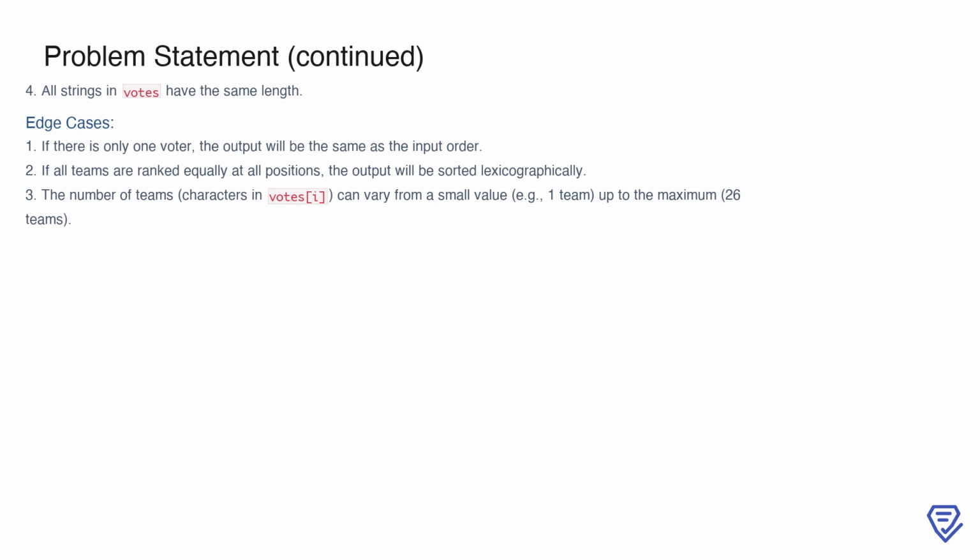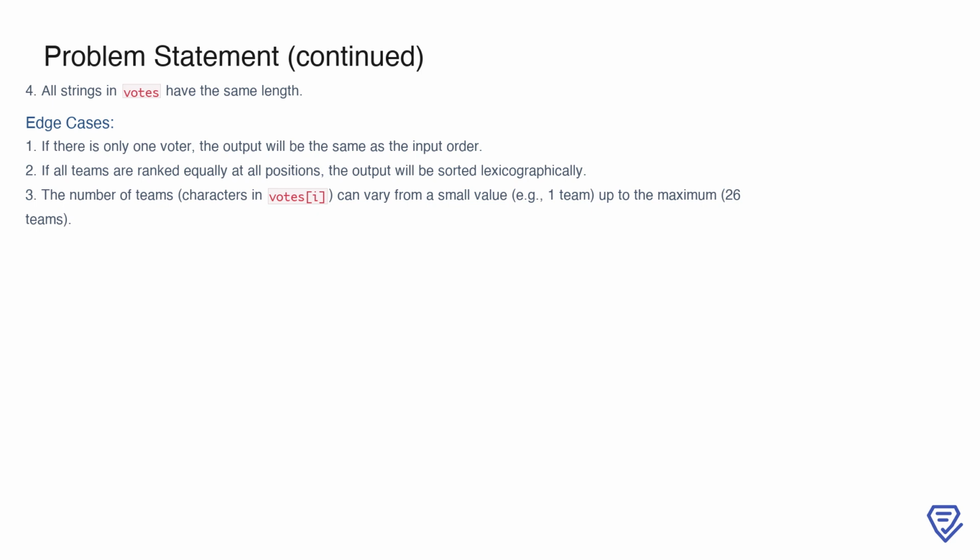Finally, let's review some constraints and edge cases for this problem. The number of voters, or the length of the votes array, ranges from 1 to 1000. Each string in the array, representing a voter's ranking, has a length of up to 26 characters, corresponding to the maximum number of teams. Importantly, each string contains all unique uppercase English letters, and all strings are of the same length. Some edge cases to consider include scenarios where there is only one voter, in which case the output is the same as the input order.